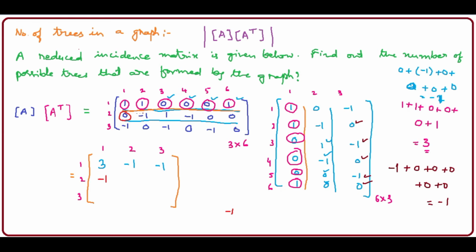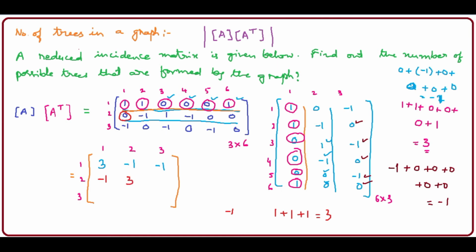Now the second row with second column. So 0 into 0 is 0. Minus 1 into minus 1 is plus 1. And plus 1 into plus 1 is plus 1. And minus 1 into minus 1 into minus 1 is plus 1. And 0 into 0 is 0. And 0 into 0 is also 0. So this will be equal to 3.